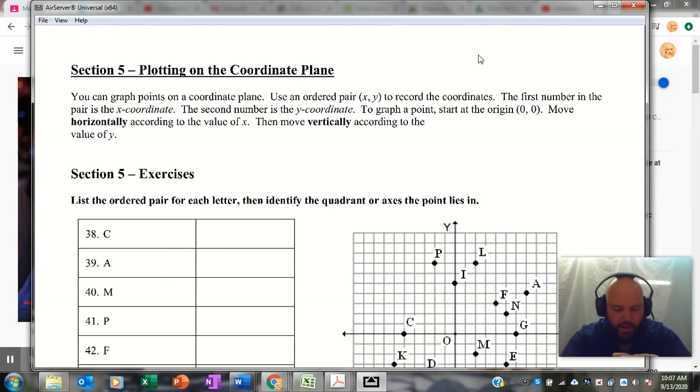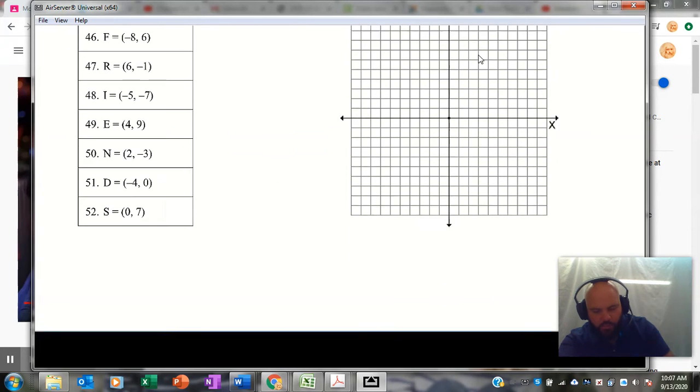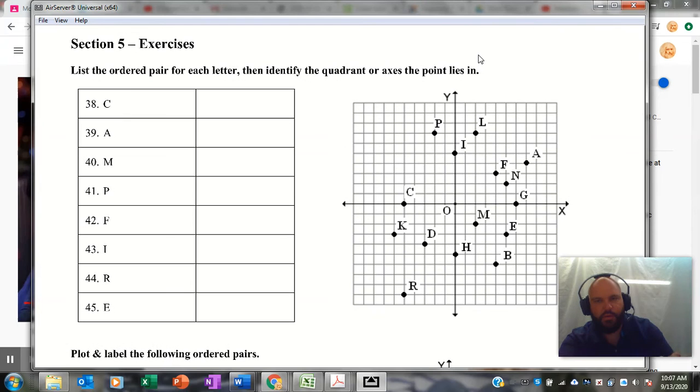It says section 5, you can graph points on a coordinate plane. Use an ordered pair x comma y to record the coordinates. The first number in the pair is the x coordinate and the second number is the y coordinate. To graph a point, start at the origin, which is 0, 0, move horizontally according to the value of x, and then move vertically according to the value of y. So there are no example problems per se inside of this. However, I'm going to do one problem from each of these sections just so you understand how to do it.